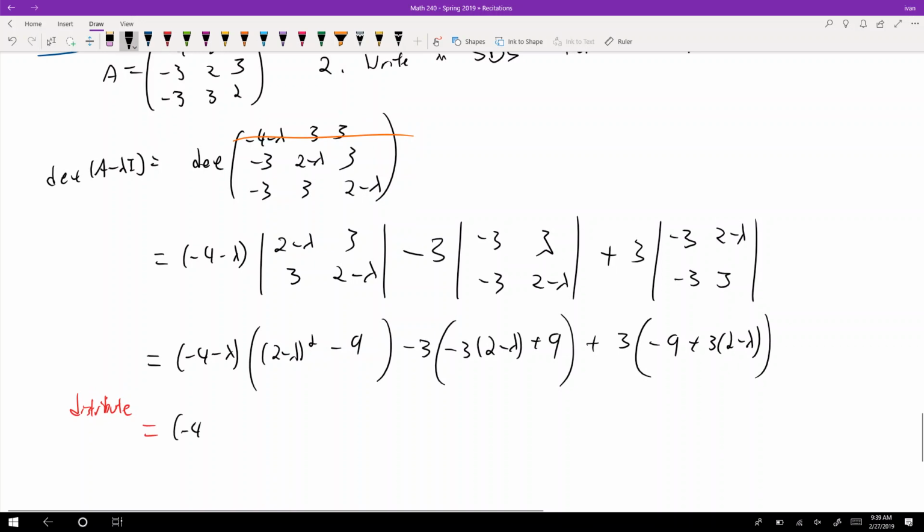So this is like negative 4 minus lambda times 2 minus lambda squared minus negative 4 minus lambda times negative 9. Or, okay, so minus 9 times negative 4 minus lambda. That's the better way to do it. Okay, and then distribute this 3. This is plus 9 times 2 minus lambda minus 27. And then distribute this 3 again. This is minus 27 plus 9 times 2 minus lambda.